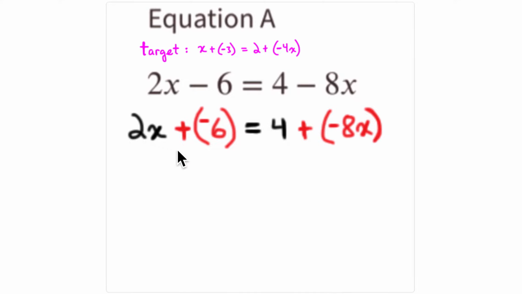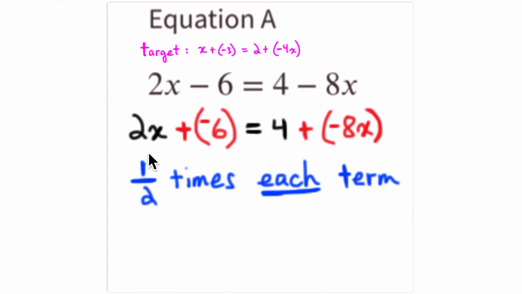I'm going to look at each of these terms here, and realize that each of them is 2 times the corresponding term up here. So 2 times x is 2x, 2 times negative 3 is negative 6, 2 times 2 is 4, and 2 times negative 4x is negative 8x. That means to change this equation back to this equation, I can multiply by the multiplicative inverse, which is 1/2.